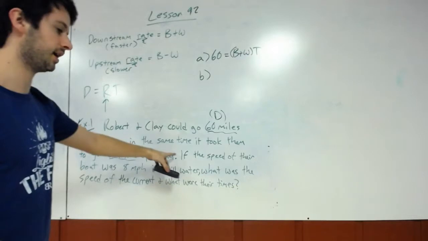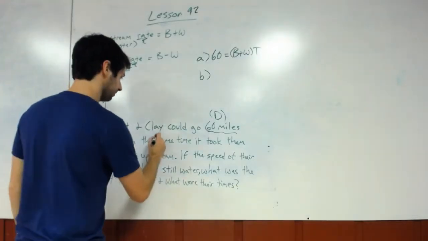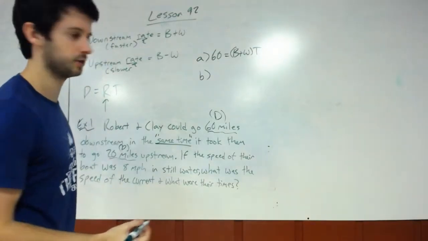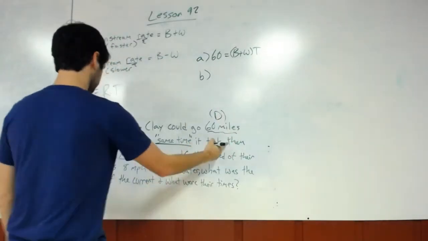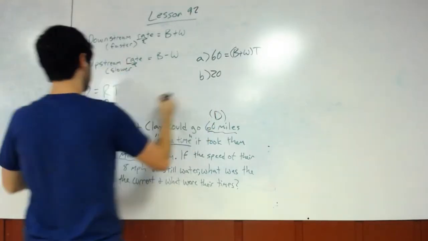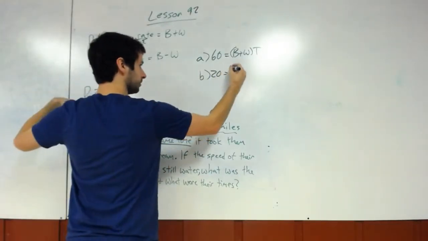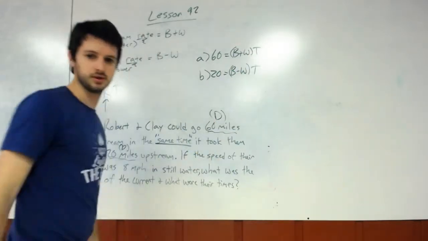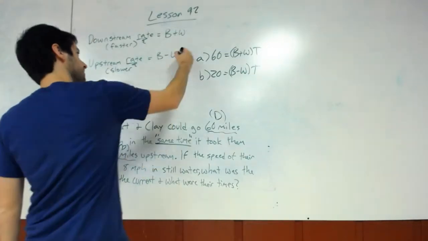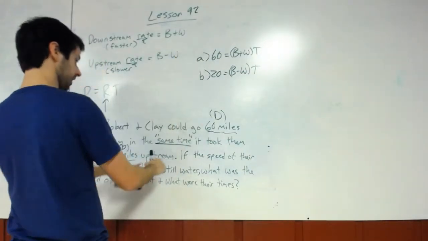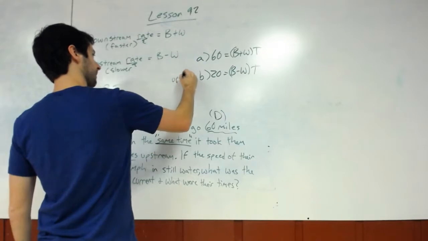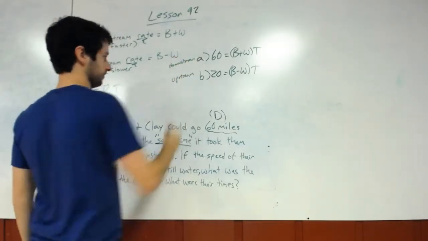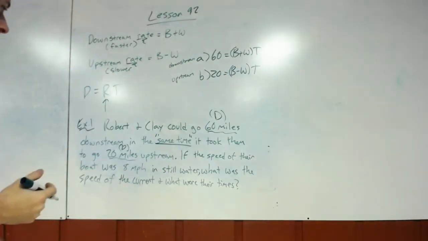And the same time, so what is same time? That tells us our times are equal in our two equations. It took them to go 20 miles, 20 for my distance, upstream, all right? So B minus W, since it's upstream, times are the same, so I keep the same variable. So here's my upstream equation, and here's my downstream equation, in a sense.